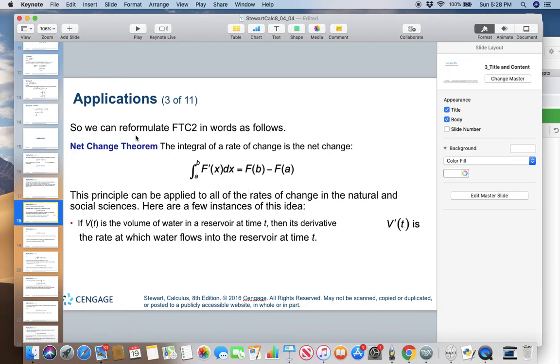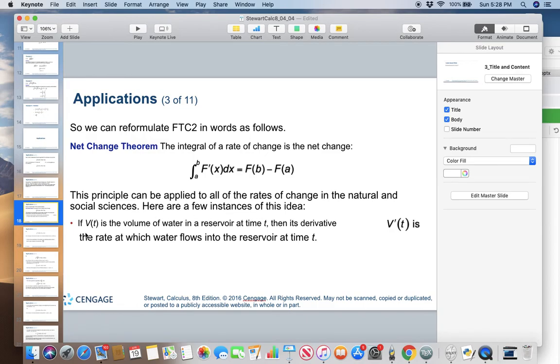Okay. So we can reformulate the fundamental theorem of calculus part 2 in words as follows. It's also called the net change theorem. The integral of a rate of change is the net change. So the integral of rate of change is net change. This principle can be applied to all the rates of change in natural and social sciences.